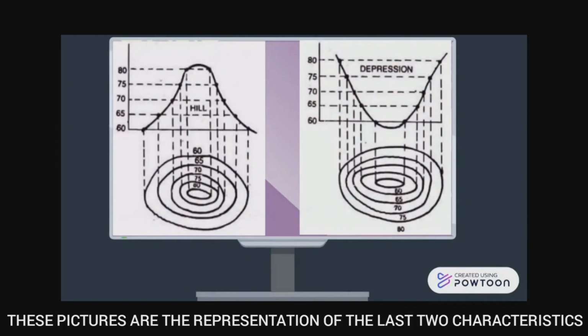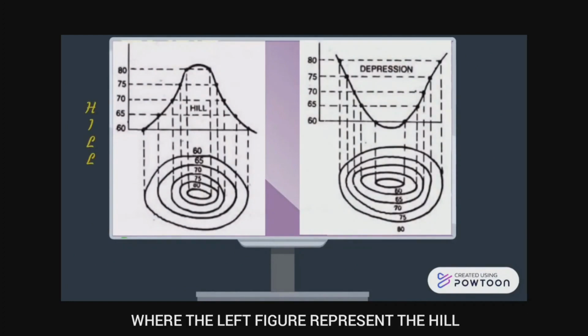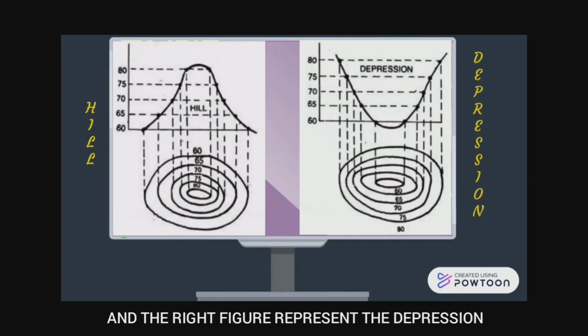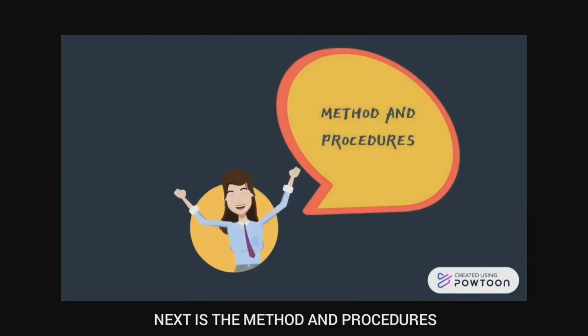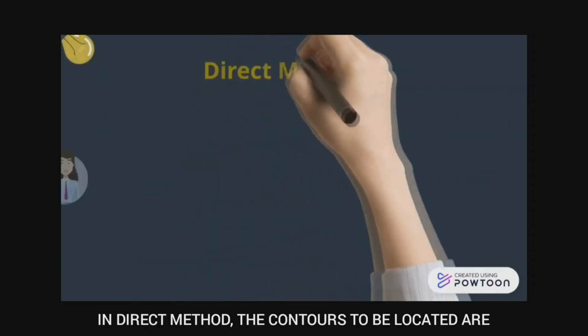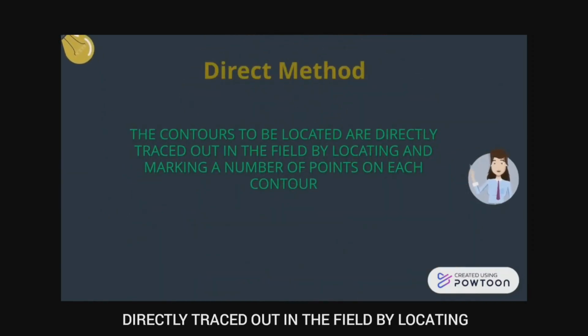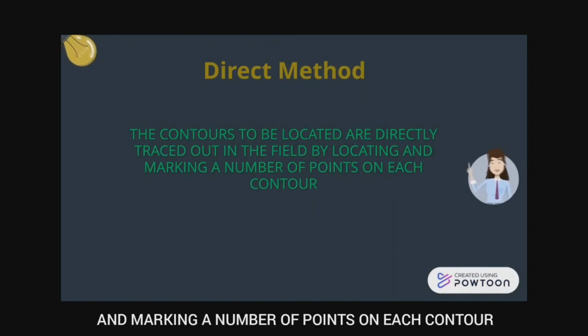These pictures are the representation of the last two characteristics, where the left figure represents the hill and the right figure represents the depression. Next is the method and procedures. In the direct method, the contours to be located are directly traced out in the field by locating and marking a number of points on each contour.